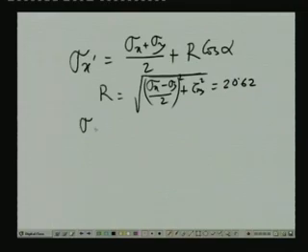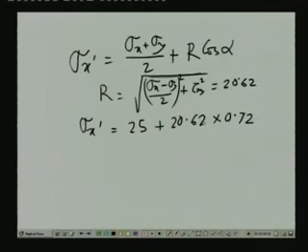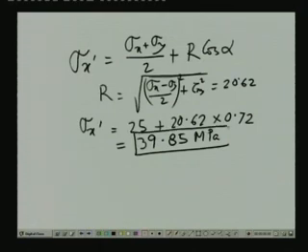So, sigma x dash is equal to (sigma x plus sigma y) by 2, which is equal to 25, plus 20.62 cos alpha, and cos of 44 degrees is 0.72. So, this is going to give us a value of 39.85 MPa, which is similar to the one which we have computed through the transformation equation.